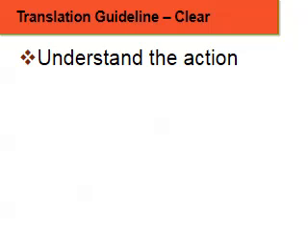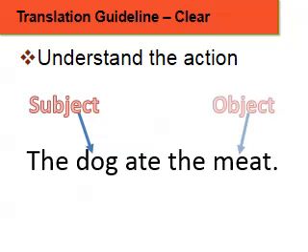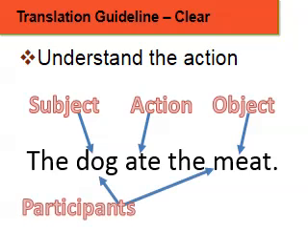Consider the action of this statement. The dog ate the meat. In this sentence, the dog is the subject, the meat is the object, and ate is the action. Since the participants in an event are the people or things which take part in that event, the dog and the meat are the participants. The event is ate.